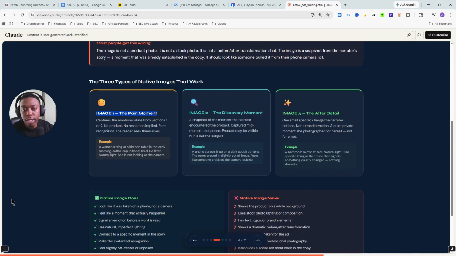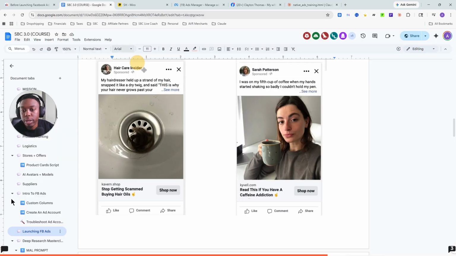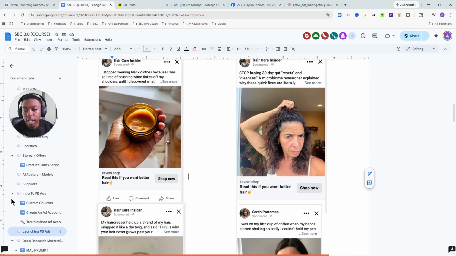Okay. Another image is the discovery moment. A snapshot of the moment the narrator encountered the product, captured mid-moment, not posed. Product may be visible, but it's not the subject. So another example of this would be right here. The product here, in this case, is a potato oil, but you don't really see any labeling. You don't see a brand name on the product, but it's just there. And now it sparks curiosity. And now the person's wondering, what is that? And how does that help the person, in this case, regrow their hair?